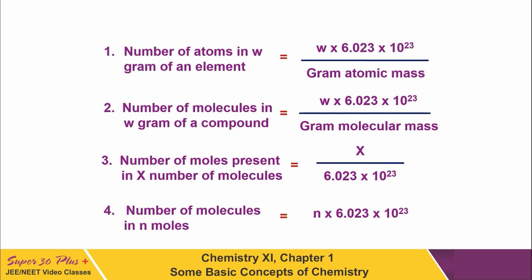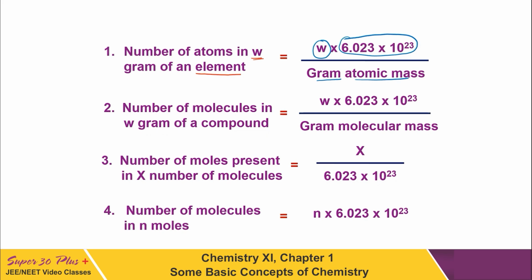We can say finally, number of atoms in W gram of an element. Suppose you have any element whose given mass is W. How many atoms are there? First you calculate the mole. Mole will be equal to the given mass upon the atomic mass. When you do this, you will get mole. And when you multiply the mole with Avogadro's number, you will get the number of atoms.